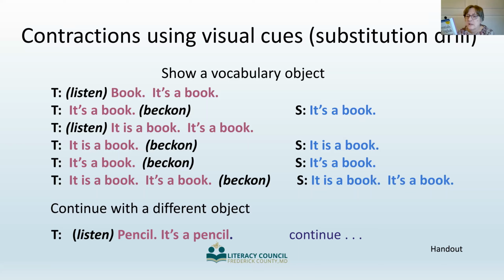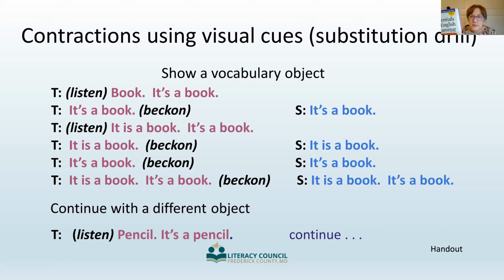Okay, so I'm going to adjust my screen a little bit so I can see what I'm doing as well. Okay, I could show the book, the object, the word that I'm trying to teach, and then give you the clue to listen: book, it's a book, it's a book. And then I would do my beckon. It's a book. Good. Listen again. It is a book, it's a book. It is a book. It is a book. Good.